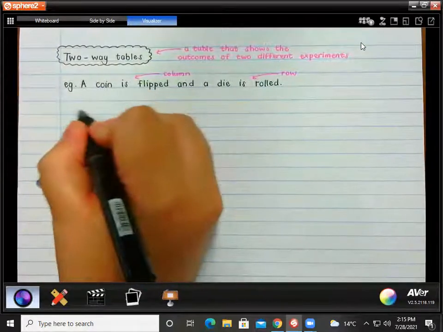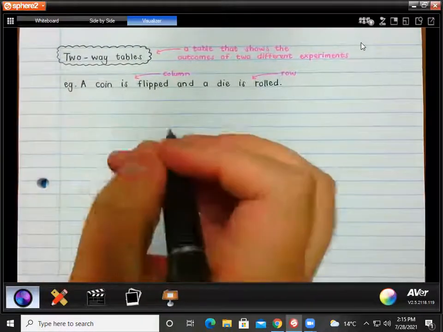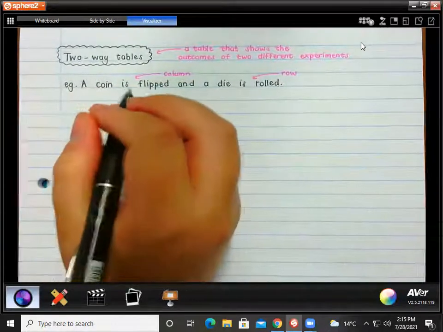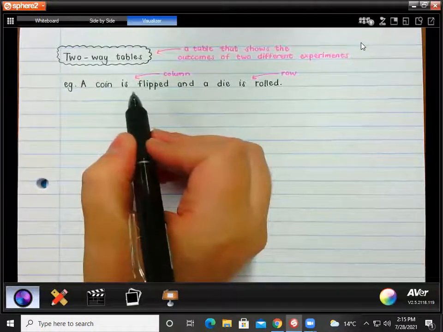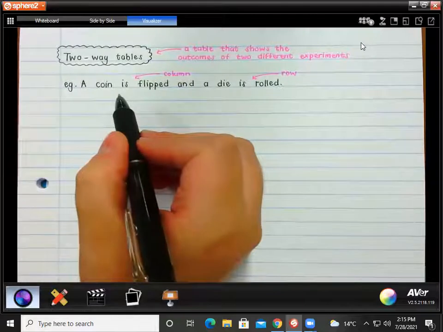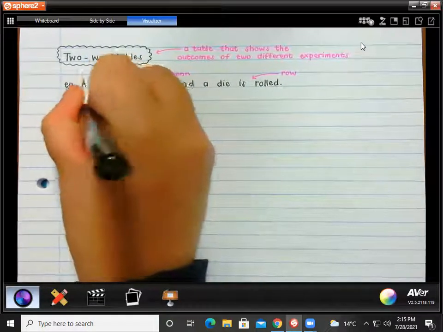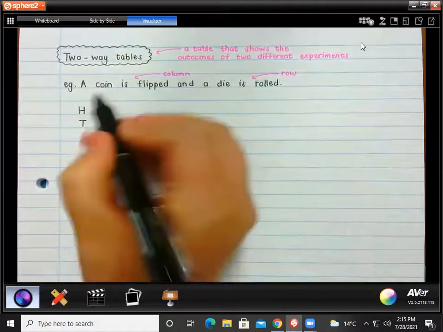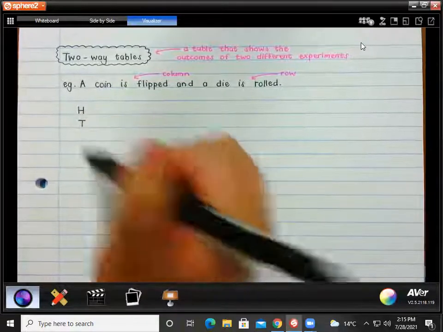So what you're going to do is the first, almost like the corner block here, we're going to leave blank. Sorry, my mind is a bit scattered. What are the outcomes if you are flipping a coin? What can happen? What are the two things that can happen? Heads or tails. So we're going to put heads here and then tails there. So that goes down the column. Do you guys see what I mean by putting it in the column?